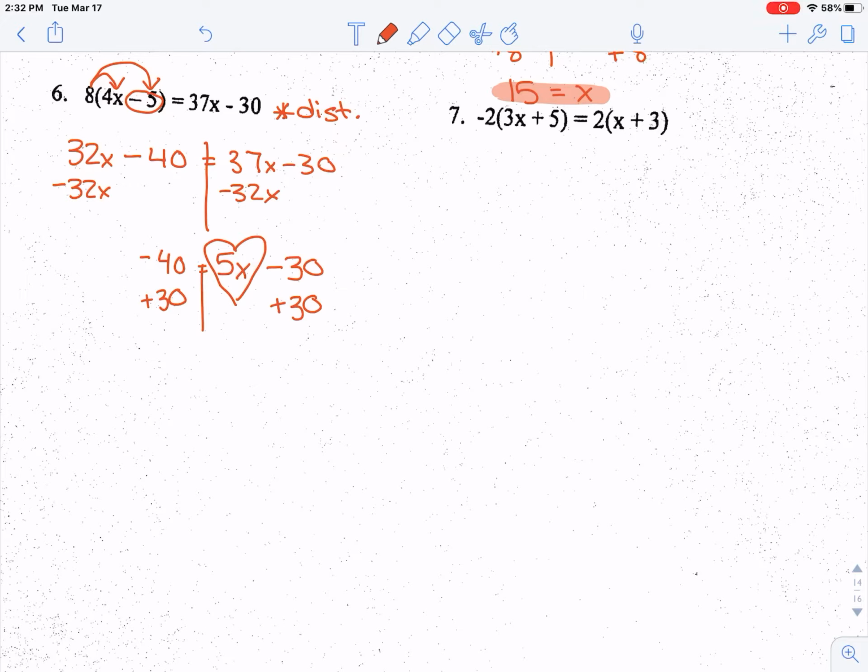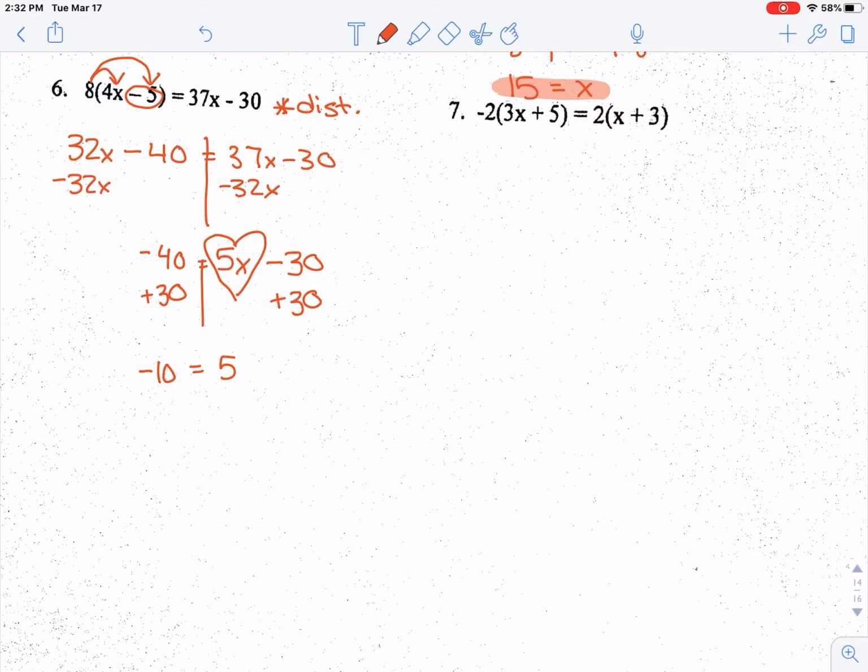And I get negative 40 plus 30, that's negative 10. Remember, my negative 40, that's my bigger number, that's negative. So I should get a negative answer. And that is equal to my 5x. And then again, to undo multiplying that x by 5, I'm going to divide. And I do get negative 2 is equal to x. All right, one more here.